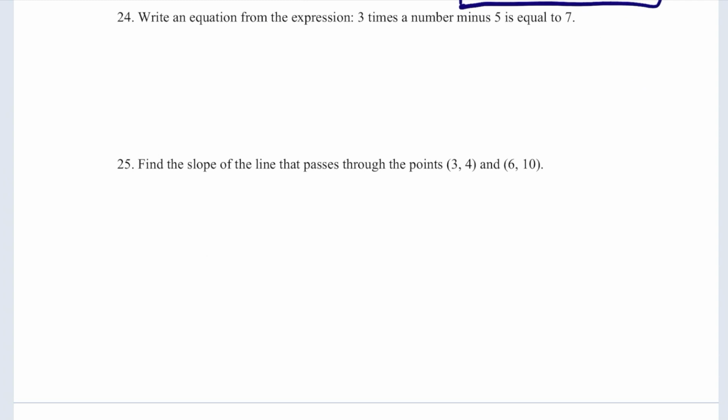Write an equation from the expression 3 times a number minus 5 equals 7. So 3 times a number, this is x. So 3x minus 5 equals 7. And that is our answer.